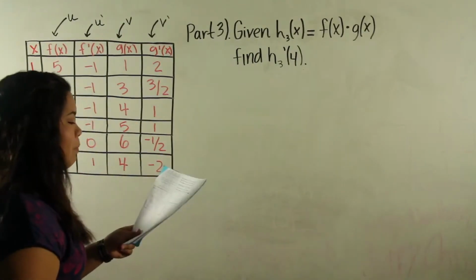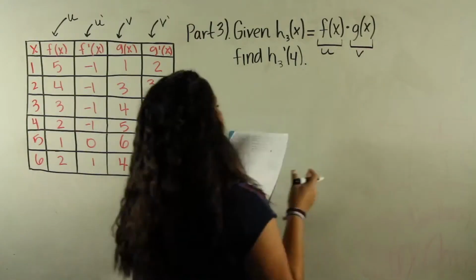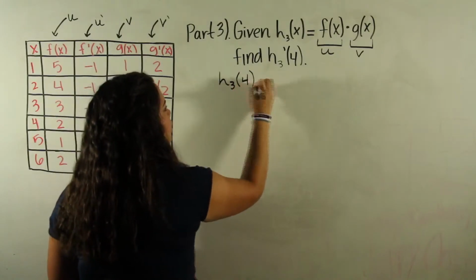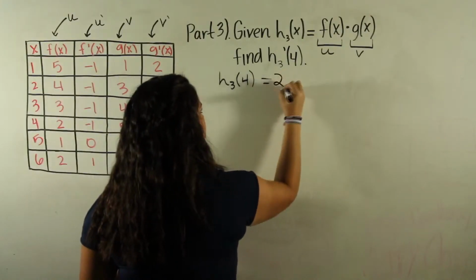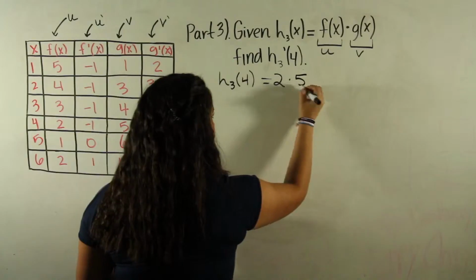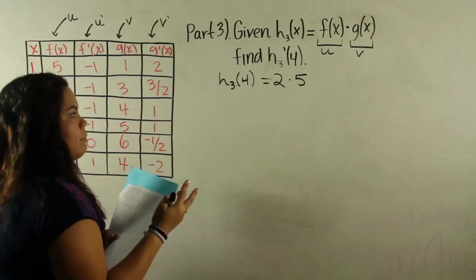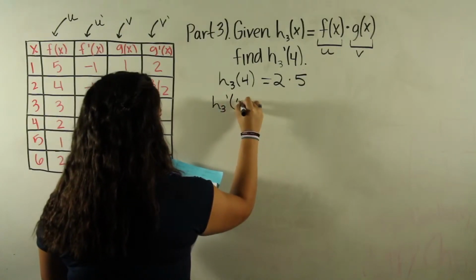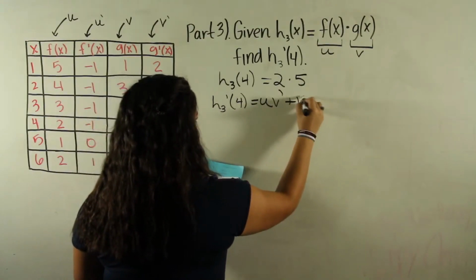Okay, so now we're going to be working on part 3, and first things first, we'll label that this is u, and this is v. First step is to find out what h3 of 4 is. So we're going to write h3 of 4. When x is 4, f of x is 2. And when x is 4, g of x equals 5. First things first, we're going to write down our rule. And unlike the other parts, we're going to be using the product rule, which is number 3 on your blue chart, which states that h3 prime of 4 equals uv prime plus vu prime.